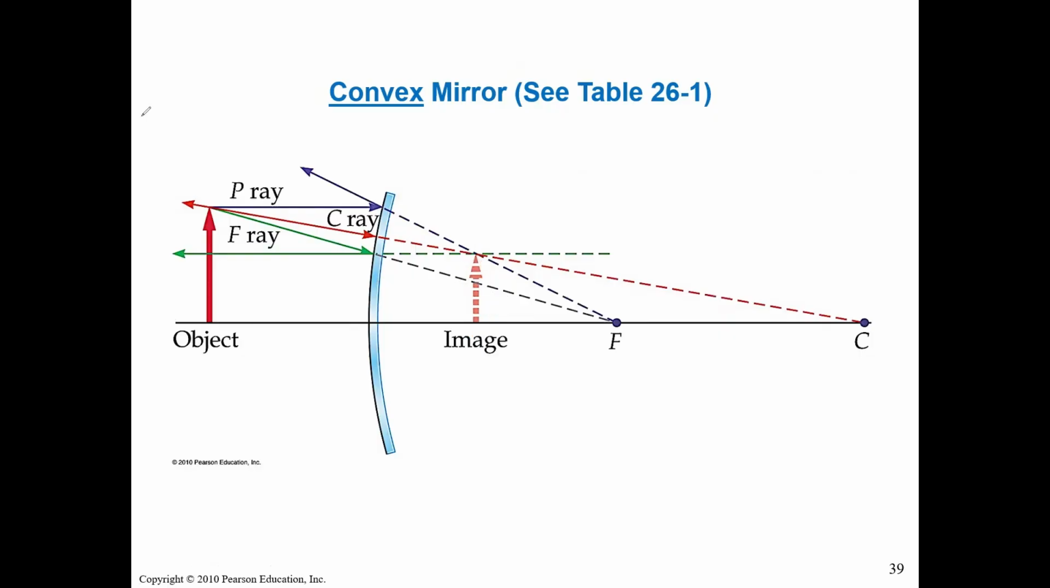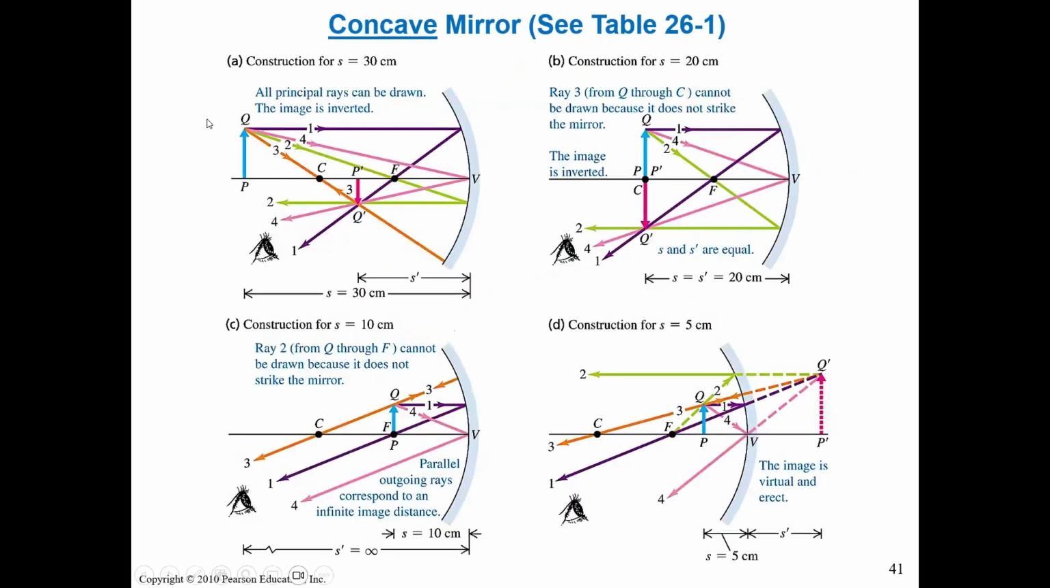Okay, and then if we look at the concave mirrors, it depends on where you put your object. If you put your object outside C, put the object in here. Again, you can draw all those rays and do ray tracing, but the two most important rays are the P ray, number 1, and the F ray, number 2. The P ray will go through F after reflected. The F ray will be parallel after reflected, and we can find out where they cross, and that tells us where the image is. Okay?